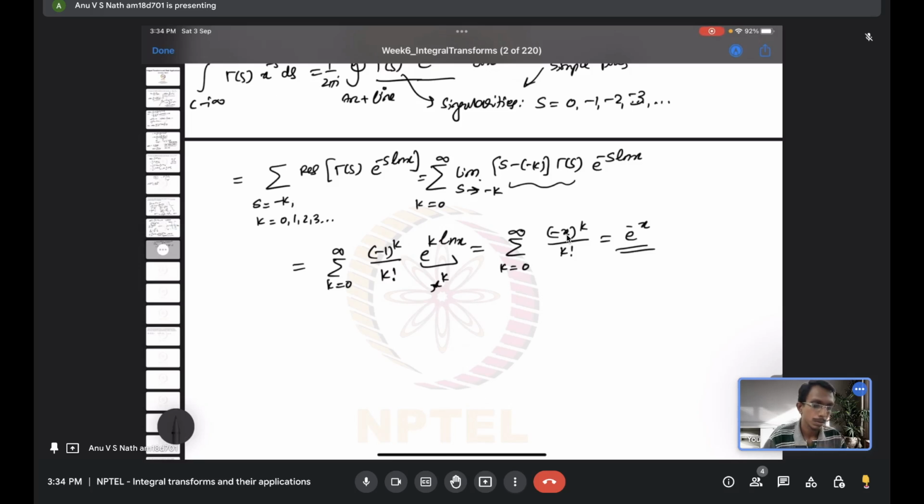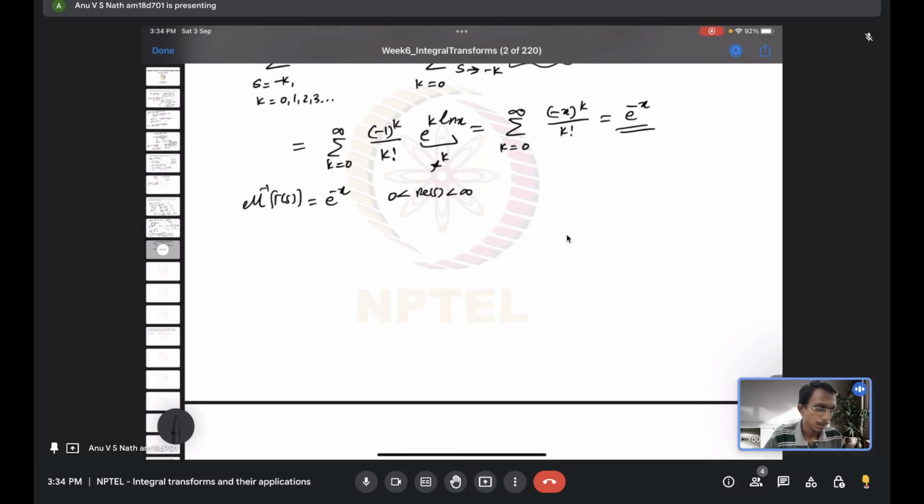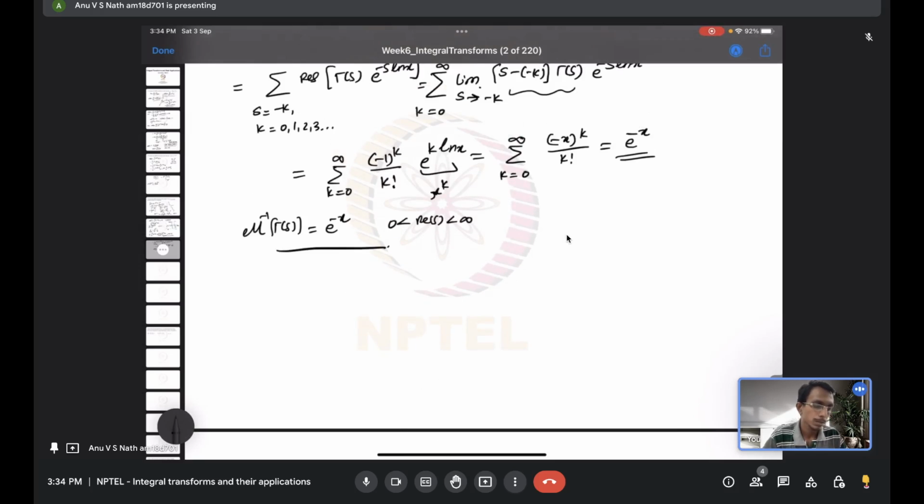So we got back the expression. What we are trying to show is that the Mellin inverse of the gamma function is actually exponential of minus x when real of s is greater than 0 and less than infinity. That we have shown, so this is how we can show that. Now we will modify this. So now we will come to our objective.